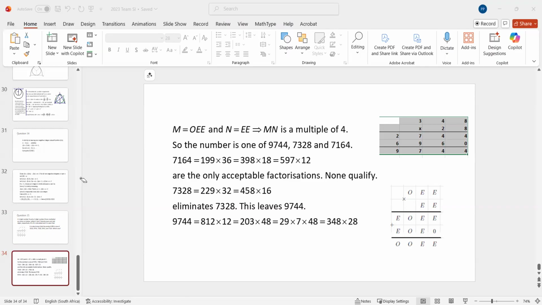But this is the only one where you have odd, even, even. So that is the answer. So that takes care of problem 15. And that's the last one.